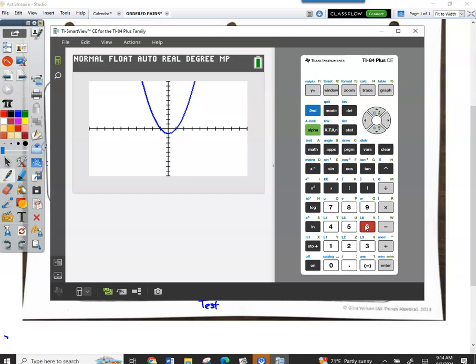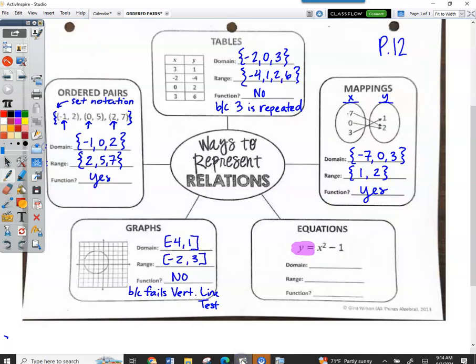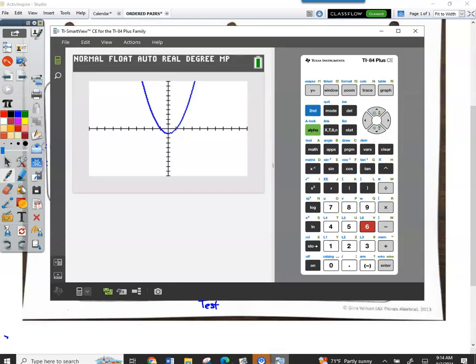Now what we're going to do is sketch this on our paper and write the domain and the range. Sketch it on your paper, write the domain and the range. You can see that this is bottoming out at negative 1. You can see it's crossing the x-axis at negative 1 and positive 1, but then it's going up and out, right?